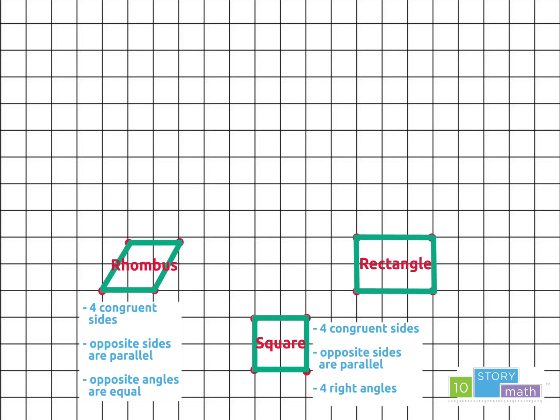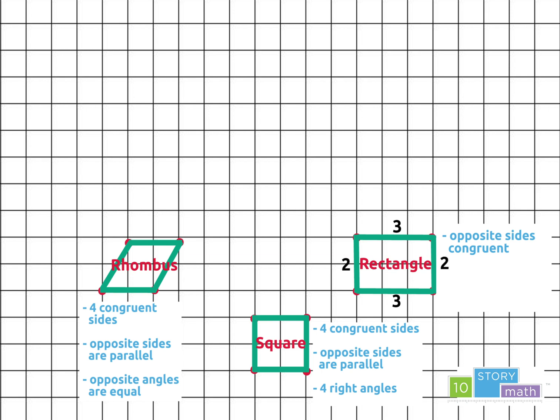Unlike a square, a rectangle does not have 4 equal sides. However, the opposite sides are equal. In this case, the distance along the x-axis is 3 units, and the distance along the y-axis is 2 units. Just like a square, the opposite sides are parallel, and it has 4 right angles.